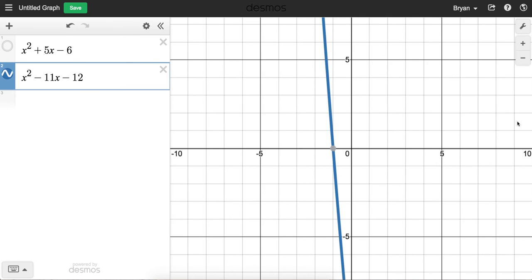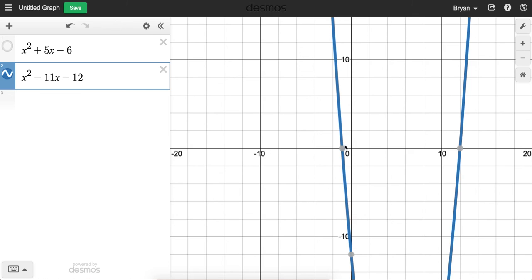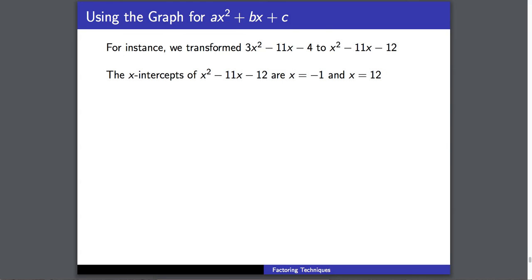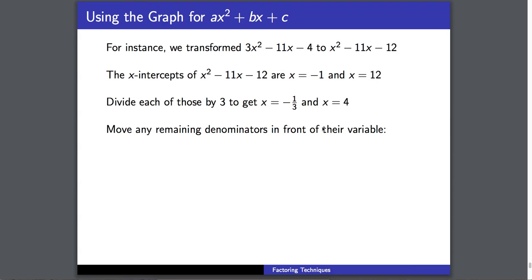And okay, I'm going to have to zoom out a little bit to see it. But here we have x equals negative 1, and here we have x equals 12. So looking at our x-intercepts at negative 1 and 12, if we take and divide each of those by 3, we get x is negative 1/3 and x is 12 divided by 3 is 4. So at this step, we just transform them back and then move any remaining denominators in front of their variables, just like we did in the last video.